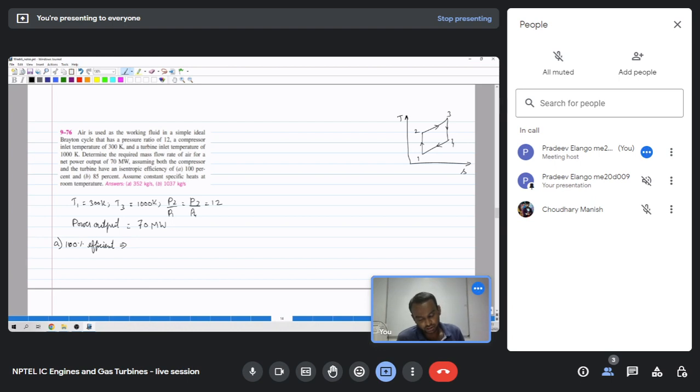We can calculate the temperature at the state 2. So now we know T2 by T1 is P2 by P1 power gamma minus 1 by gamma, that is T2 is equal to T1, which is 300 Kelvin, into the pressure ratio 12 power 0.4 by 1.4.